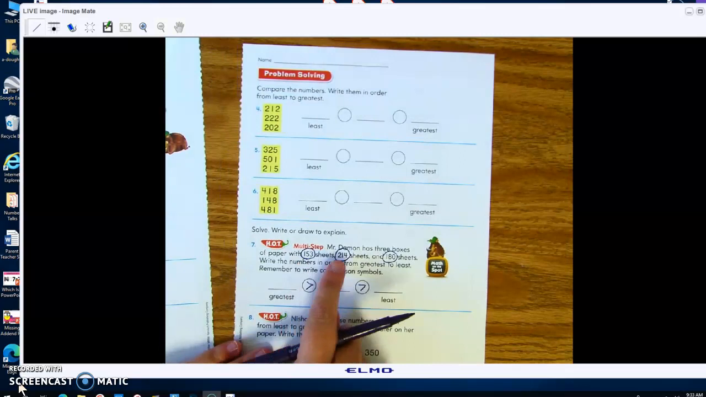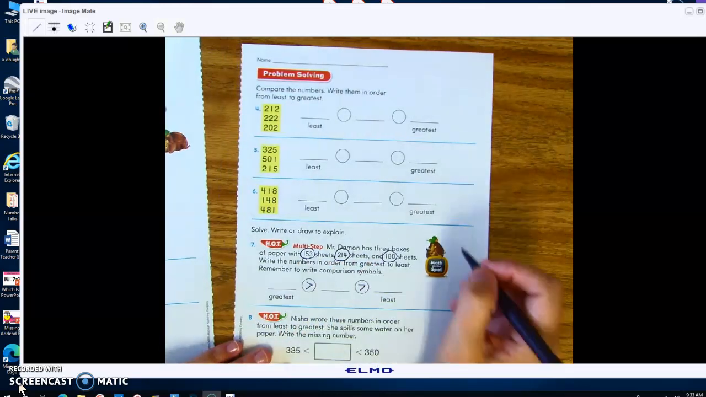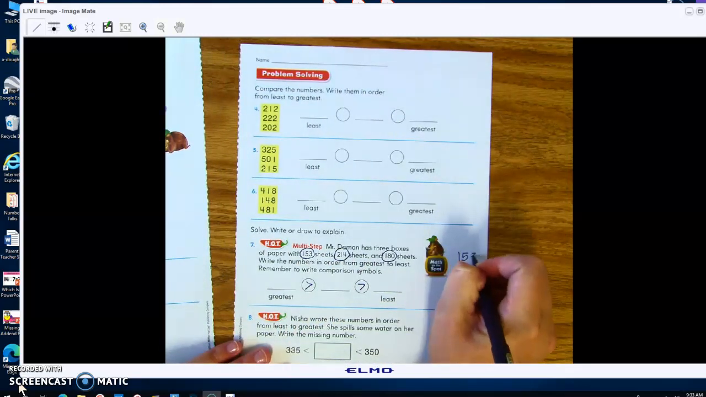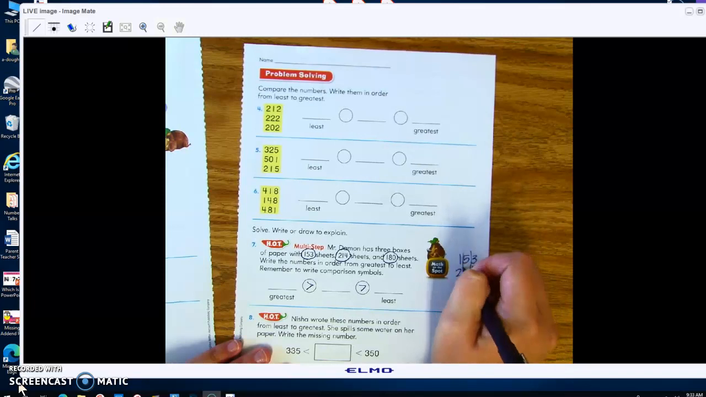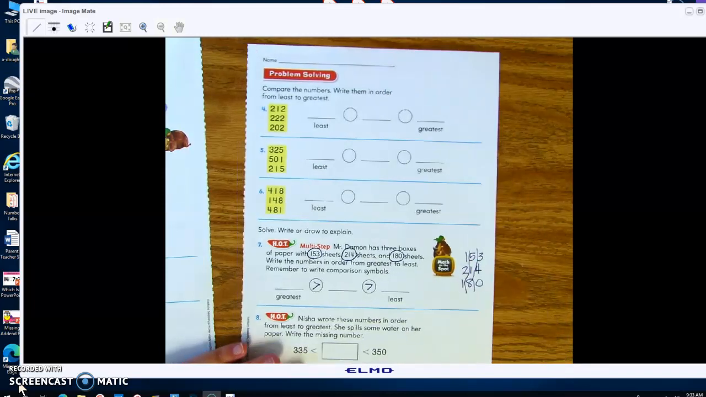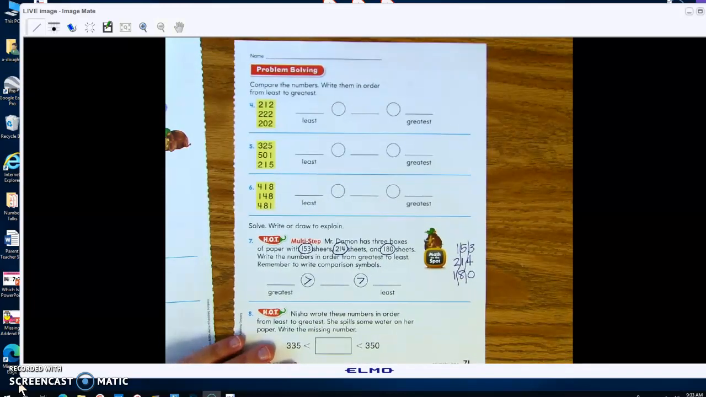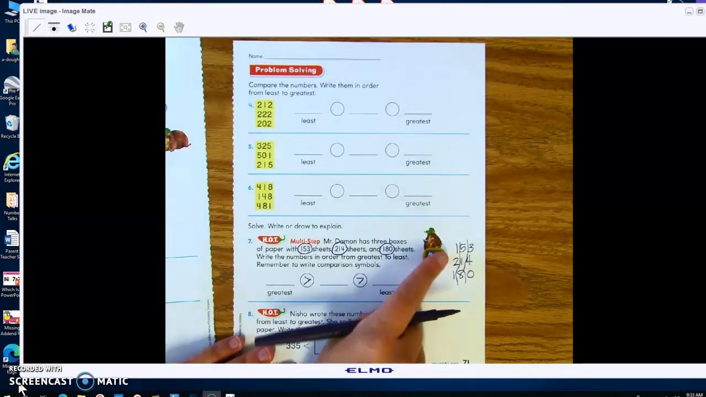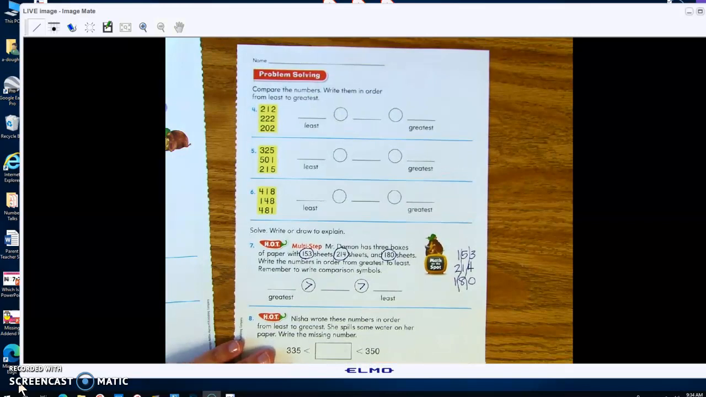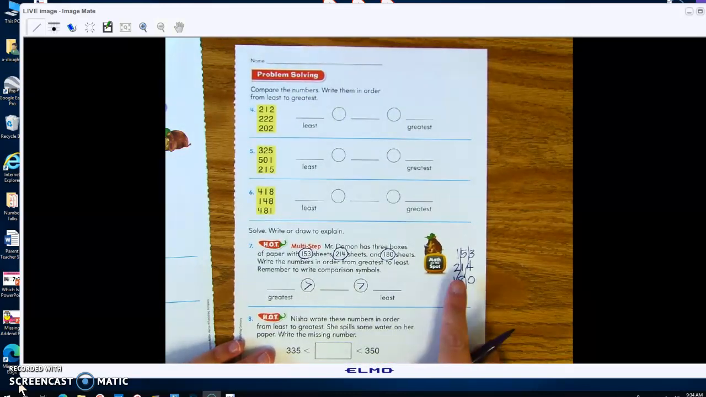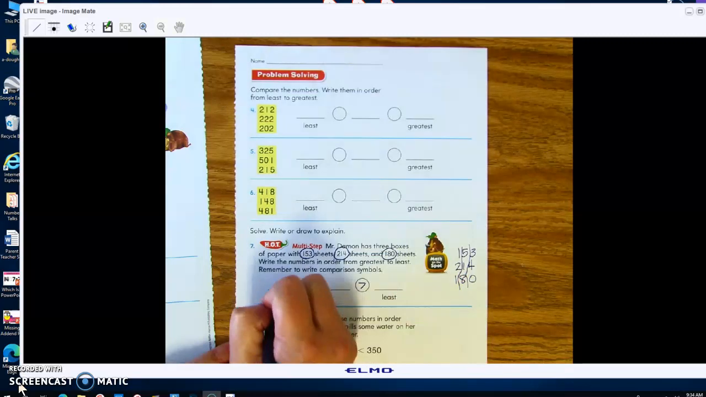So you can either look at it, or if you need to write them down like we did up there, if you need to write them like this so you can see easier, you can do that. That's a good strategy. And put the lines to help you see. So now I got to figure out what number is the biggest. So look at my hundreds. I have a 1, 2, and a 1. Which of those numbers is the biggest? 2. So my 214 is my biggest.